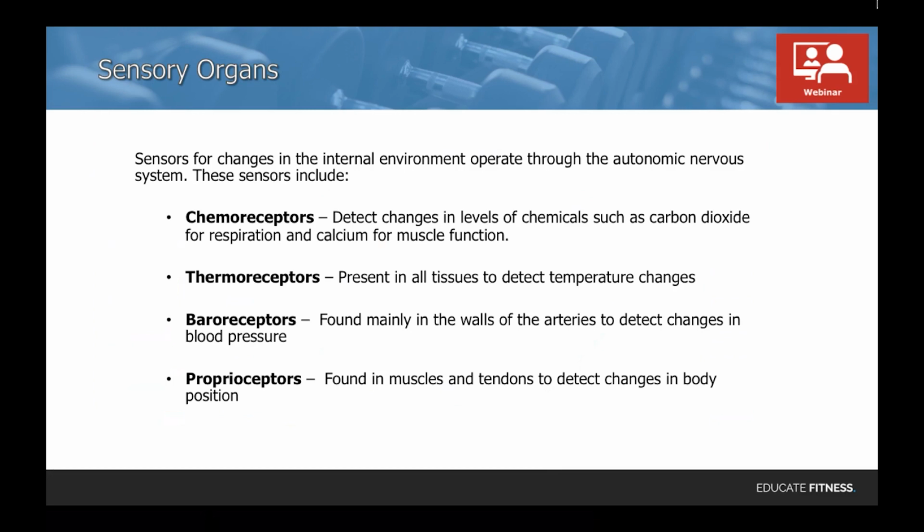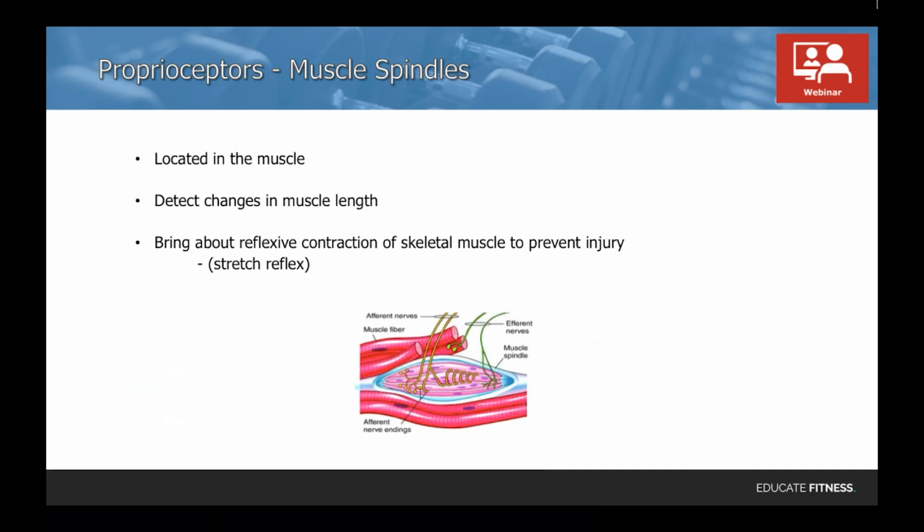So we're going to talk now about proprioceptors and link it with the nervous system. We're going to talk about 2 proprioceptors. The first one we're going to discuss is the muscle spindles. Muscle spindles, it's in the name, isn't it? Muscle spindles are located in the muscle.